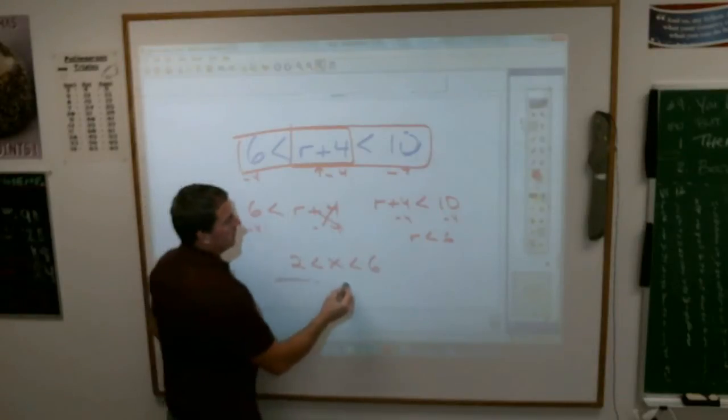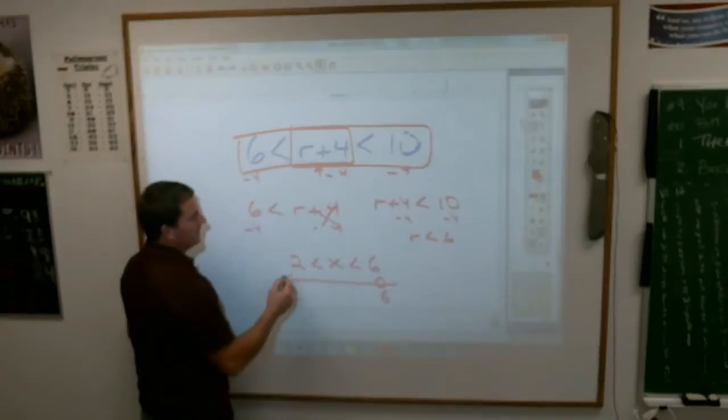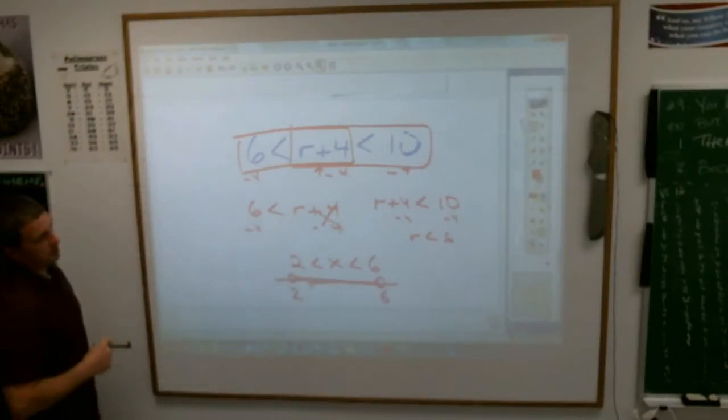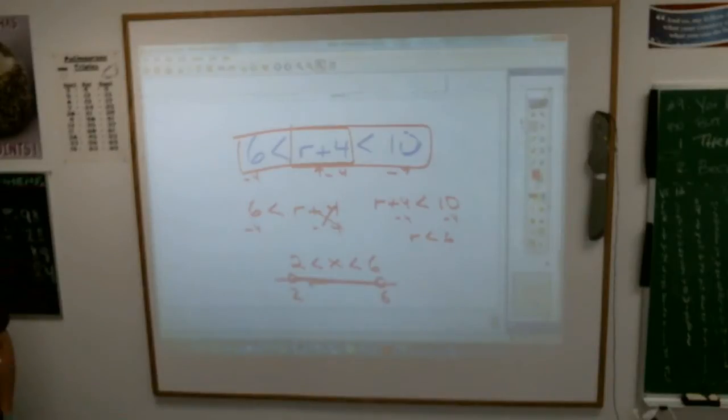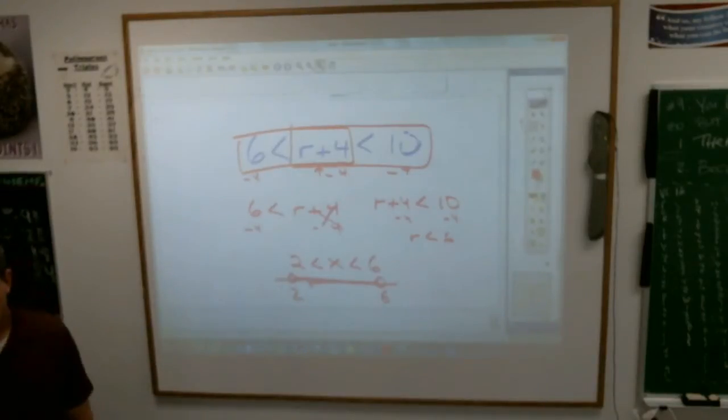And then you can graph it like this. There's a 2, there's a 6, they're both open. It's an and problem, so it shoots to the middle, and everybody's pretty much happy there. Now, obviously, Christian is saying to himself that this cannot be that easy. And he probably wants to say that out loud. This could not be that easy.